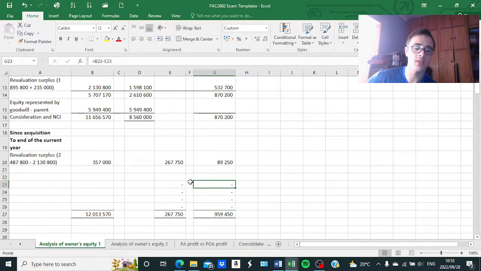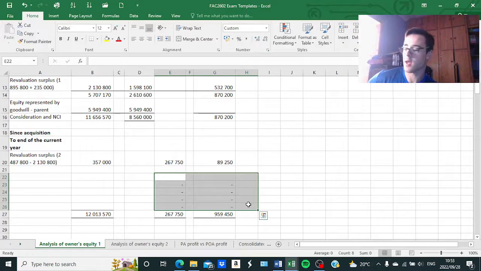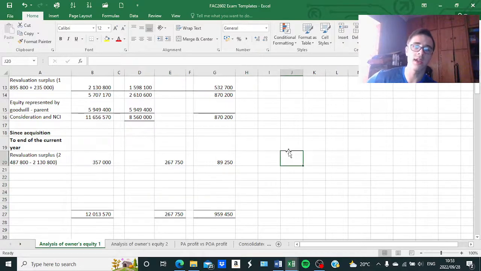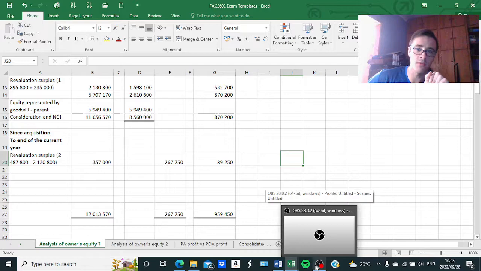Okay, so before we get started with point 3, let's enter our income and expense items for the subsidiary, because we will need to calculate the post and pre-acquisition profits as per the given information.